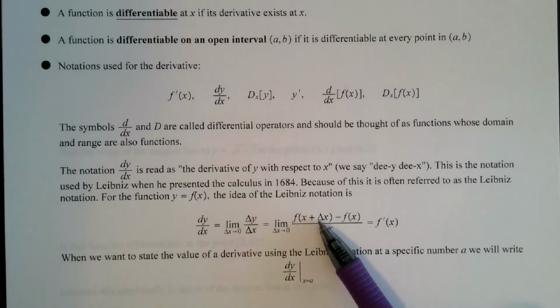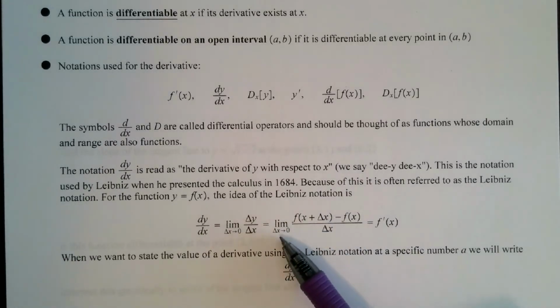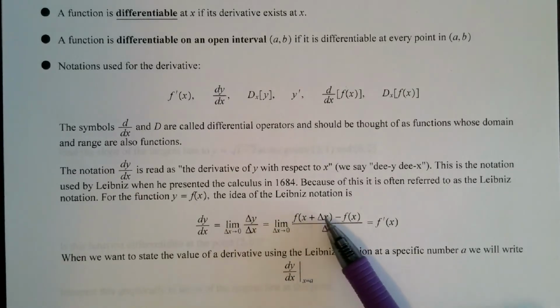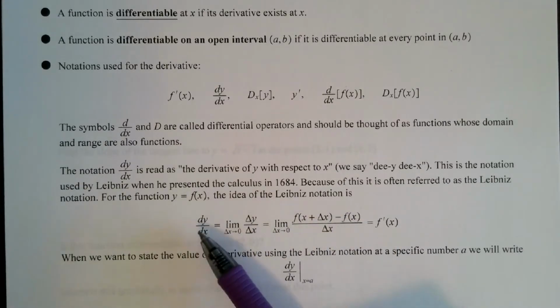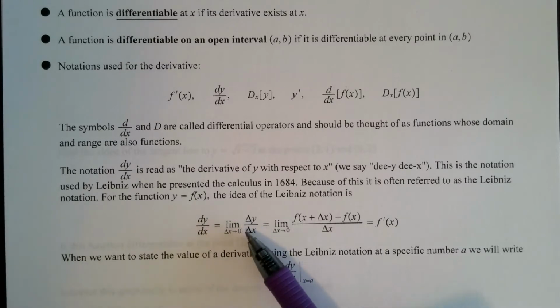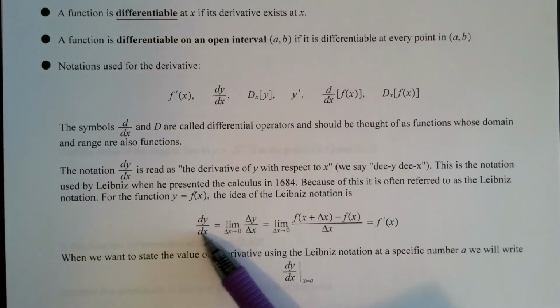The change in x, delta x, change in x. And so the limit as h goes to 0 of f of x plus h minus f of x over h, that indeed is the derivative. So that's the idea. The dy dx, think of a slope, right? Change in y over change in x. But the dy and the dx are infinitesimally small changes.